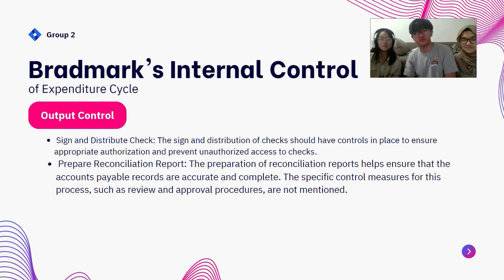Okay, so now I'm going to be discussing the output control. We have two points for this output control. First is the sign and distribution of checks. This should have controls in place to make sure there's appropriate authorization and prevent unauthorized access to checks. And second is preparing the reconciliation report. This helps to ensure that the accounts payable records are accurate and complete. The specific control measures for this process, such as review and approval procedures, are not mentioned.